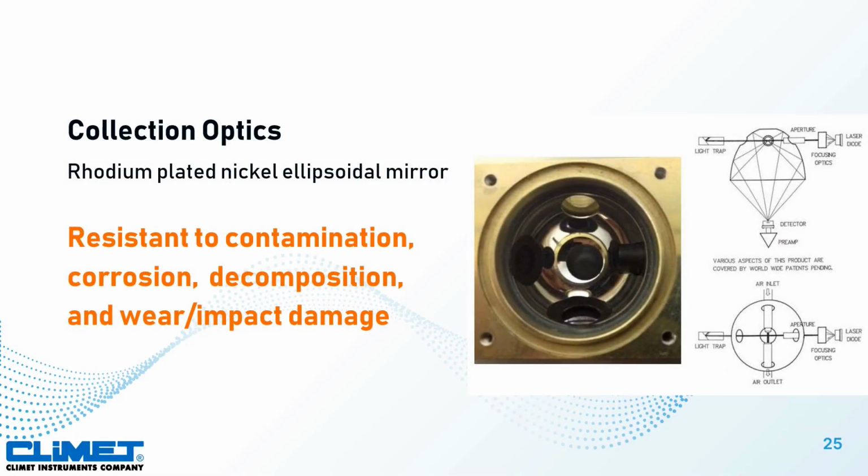Another unique feature of the climate particle counter is its rhodium-plated nickel ellipsoidal mirror. Rhodium is 10 times more expensive than gold. And the reason we use rhodium is that it's resistant to contamination, corrosion, decomposition, and wear. It is because of these properties that rhodium is used in dental mirrors and nuclear reactors. These high-quality materials also play an integral role in extending the life of the instrument to 10 years and frequently beyond.